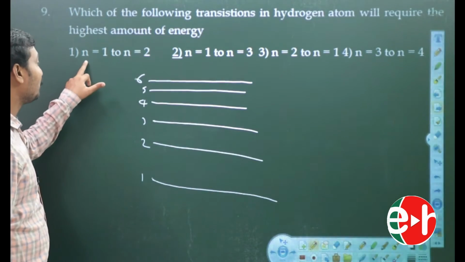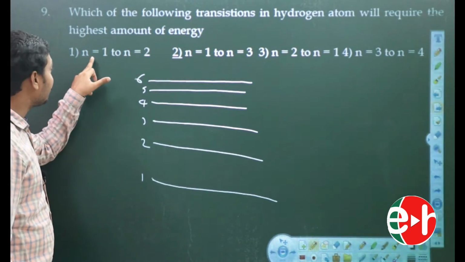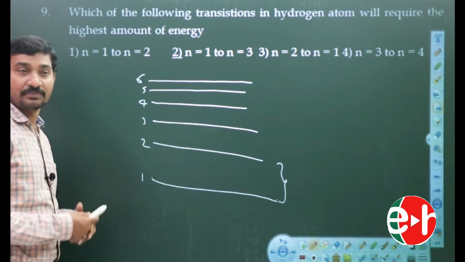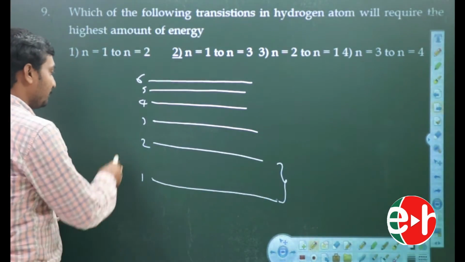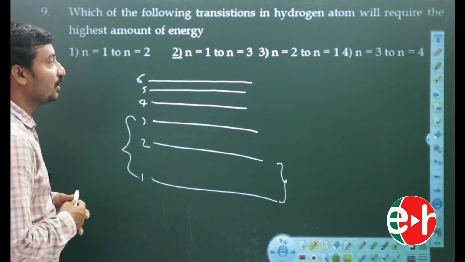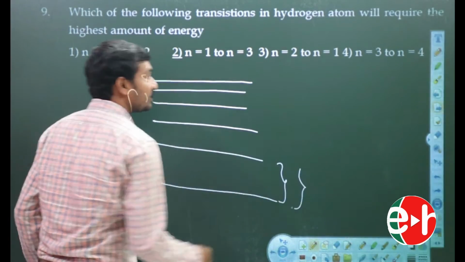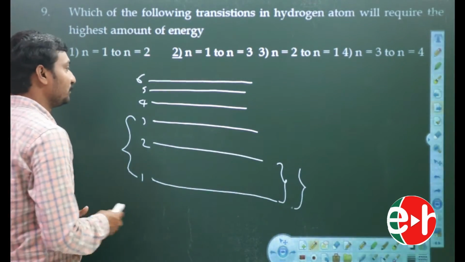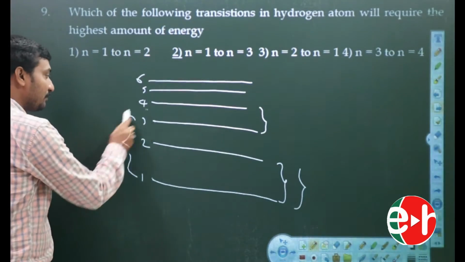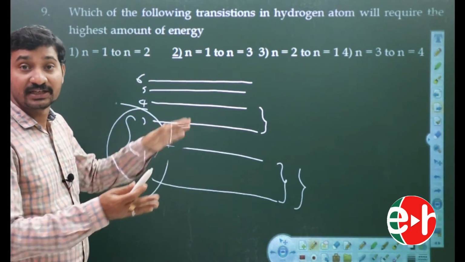Okay, now N1 1 to N2 2. Here N value 1 to 2, that means this gap. 1 to 3 means this gap. Next one, 2 to 1, 1 to 2 or 2 to 1 is the same, this gap. 3 to 4, this gap. Where is the energy gap more? Here the energy gap is more. If the energy gap increases, then the energy increases.